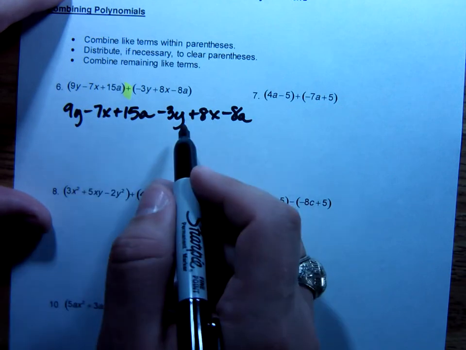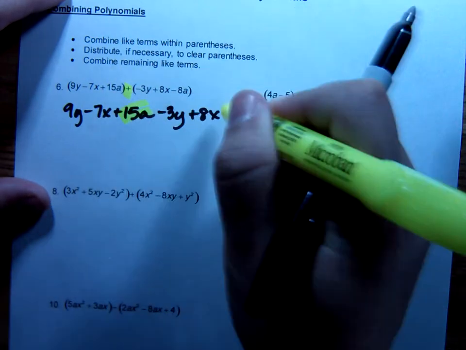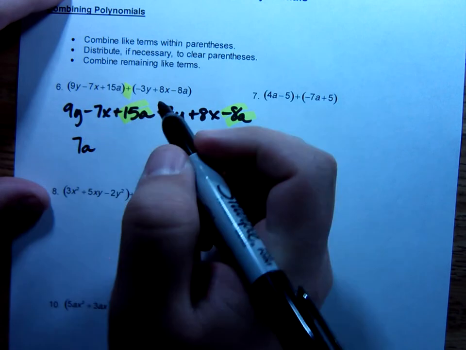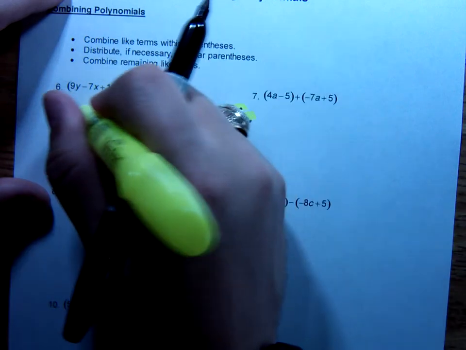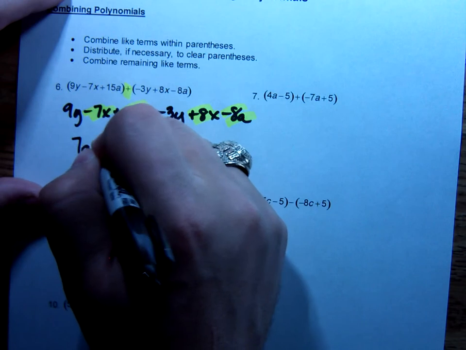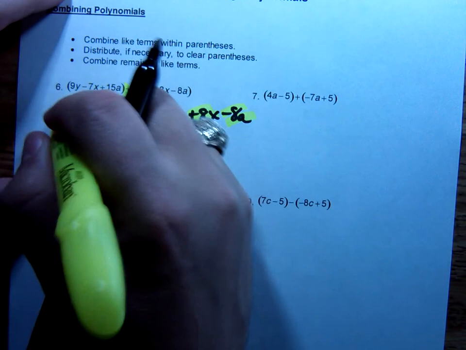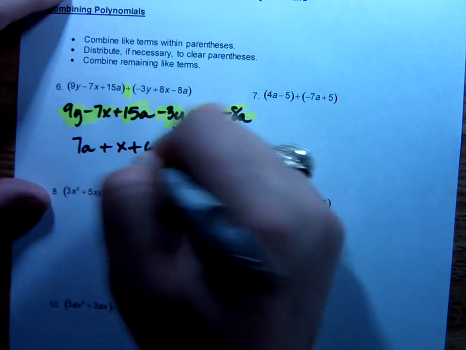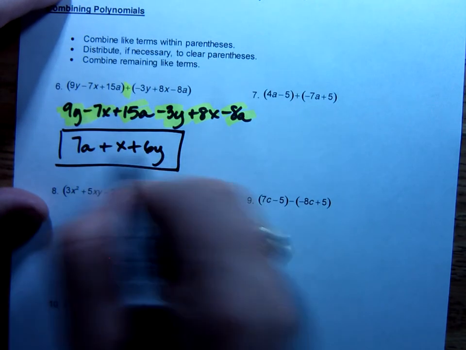So the first one I'm going to look at are my a terms. I'm going to combine like terms. I have 15a and negative 8a. That's going to give me 7a. Then x is next, right? So I have negative 7x plus 8x is just positive 1x. And then I'm going to have 9y minus 3y. That's plus 6y. That's all you can do. I cannot combine unlike terms, so I'm done right there.